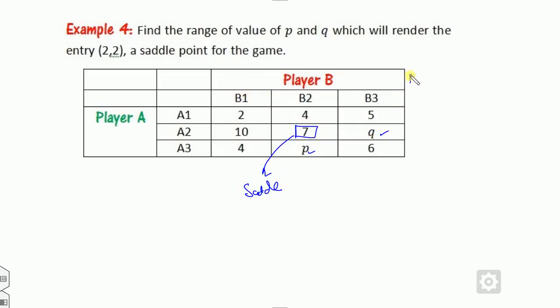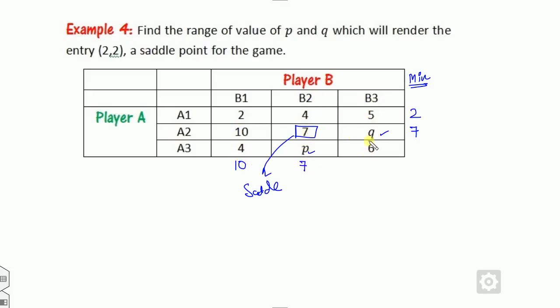So firstly you have to find the minimum value. The minimum here is 2. What is the minimum here? Since it is given that 2, 2 is a saddle point, it means it must have a 7. And the other can be anything. Since it is a minimum, it can be 4, it can be P. So I just leave them. For the column, this is the maximum, this is a 10. This is the maximum, but it is given that it's a 7.